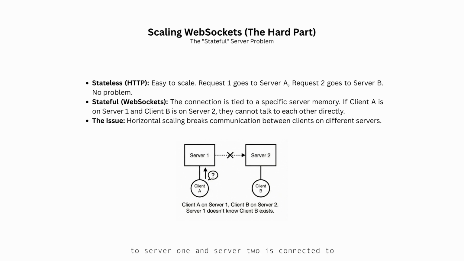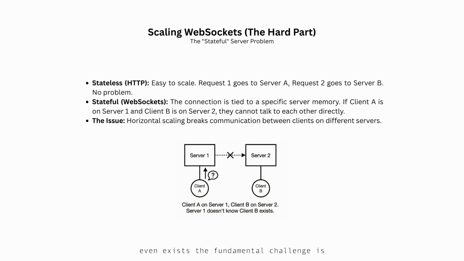Client A is connected to server 1, client B is connected to server 2. Now, the issue is client A sends a message meant for client B. Server 1 receives it. Server 1 loops through its clients and client B isn't there. Client B is on server 2. Server 1 has no idea client B even exists.